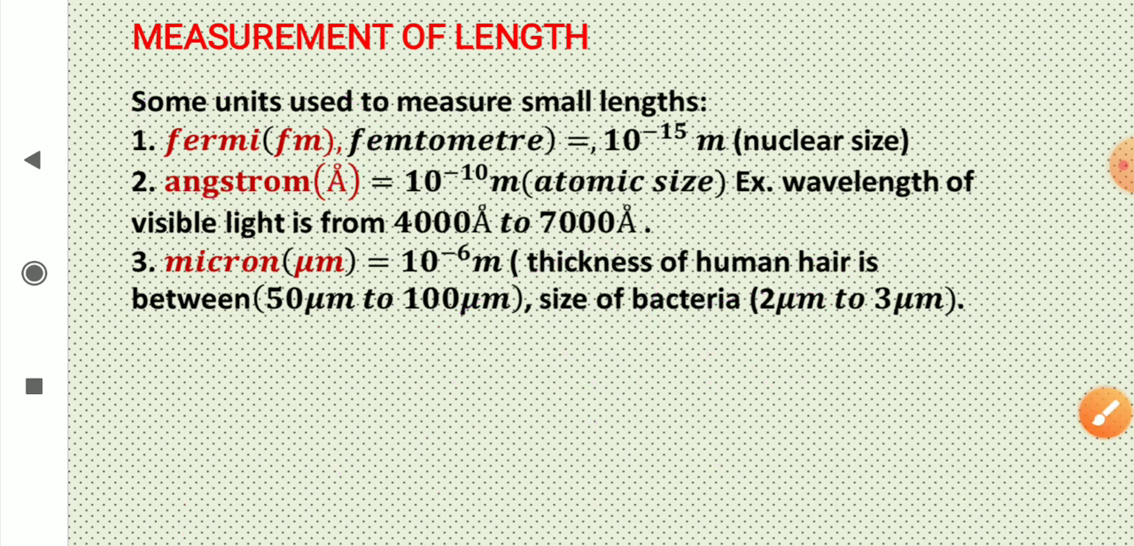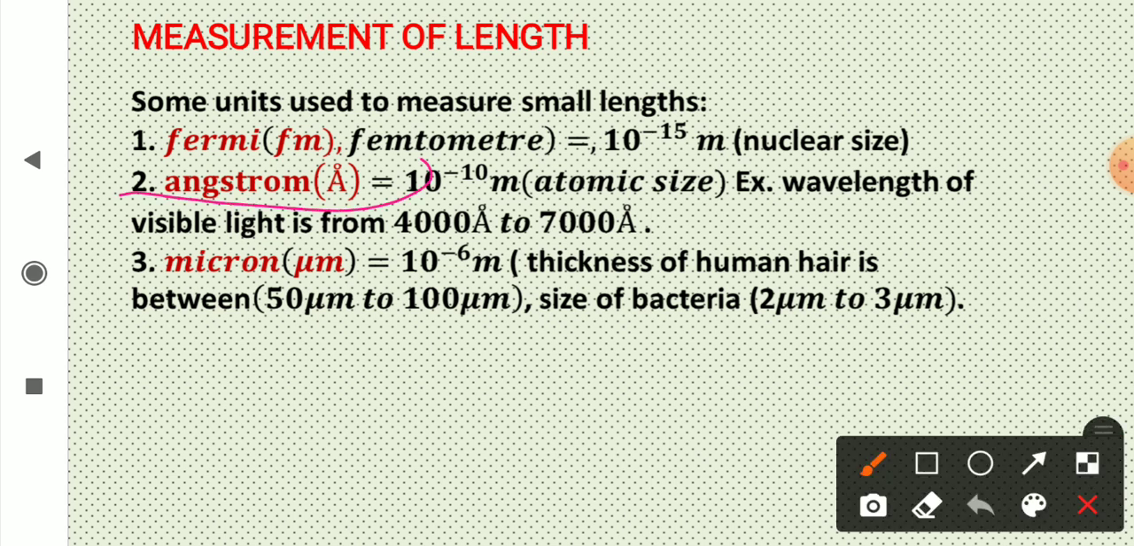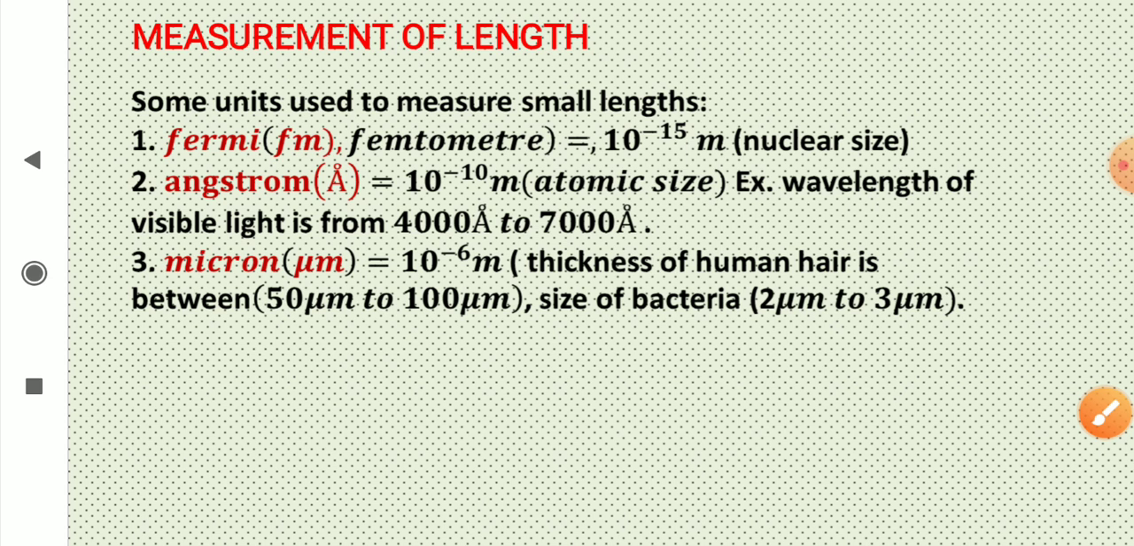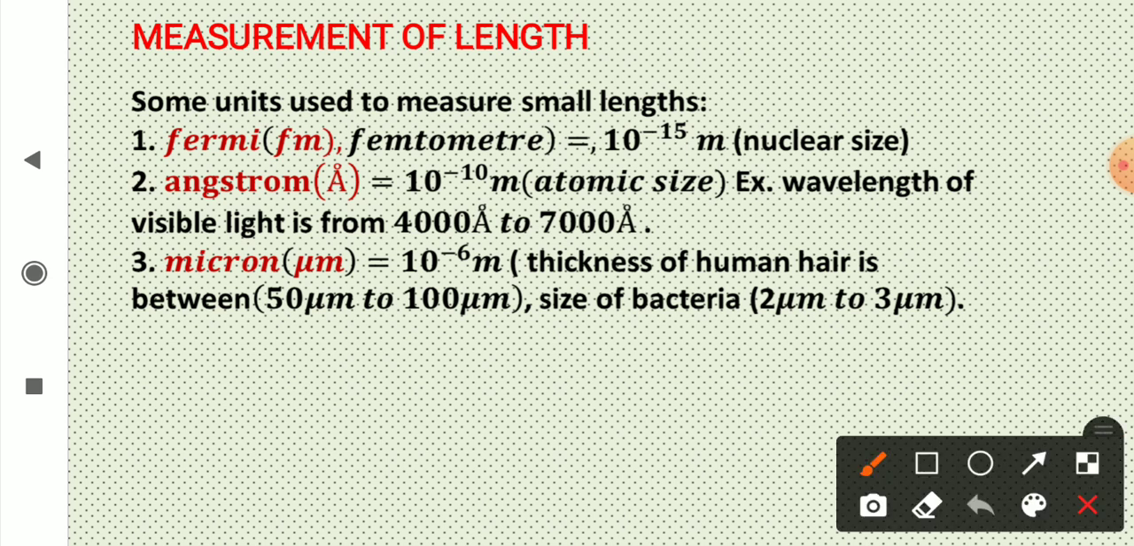And next one is angstrom, 10 raised to the power minus 10 meter, represented by capital A with a small degree sign over its head, and it is approximate size of an atom. And some example, like wavelength range of visible light is from 4000 angstrom to 7000 angstrom.